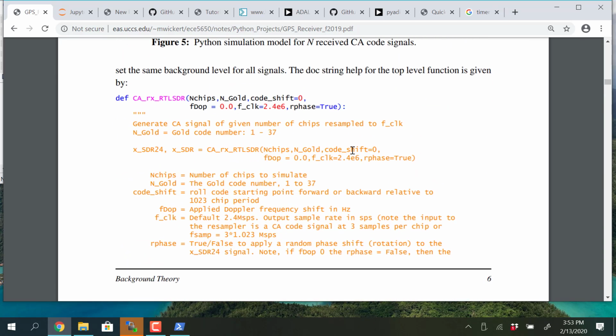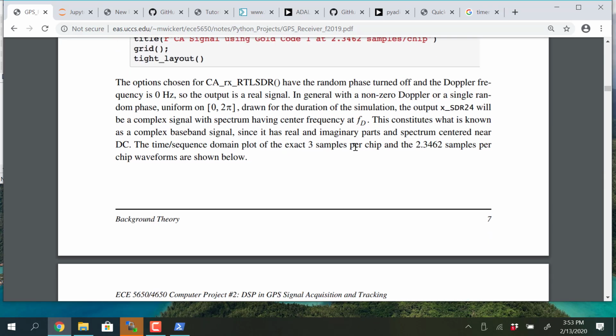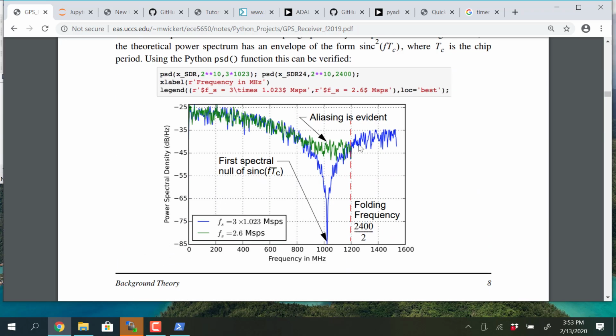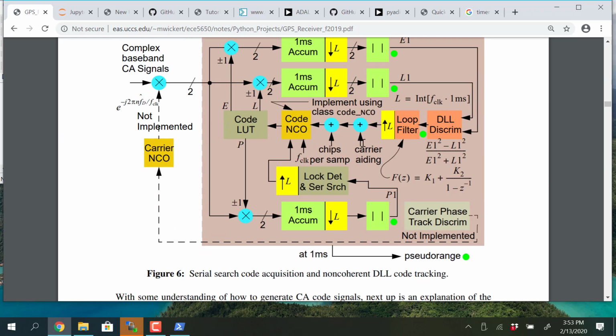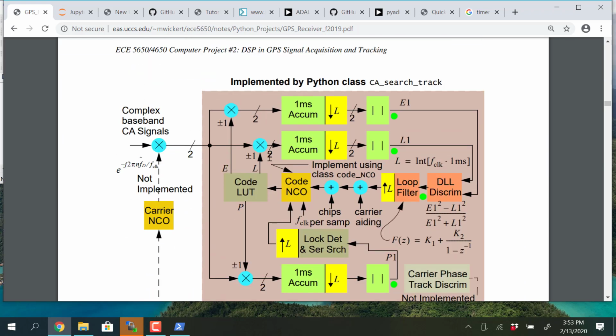So the receiver comes along, and this was all the waveform modeling stuff, but it's tracking this PN code, and it's doing the correlation.